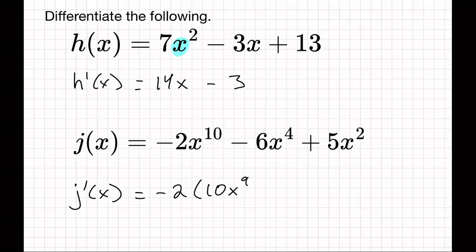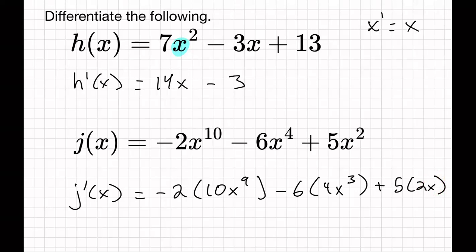Okay. So this next one will do the same thing. Negative 6 times 4x cubed plus 5 times 2x. Now the last one's special because we don't want to put the 1 there, right? Yeah, 2 minus 1 is 1, but anything to the first power is itself. Anything to the 0 power is 1. Those are some special cases we want to make sure we're careful with when writing out our work.